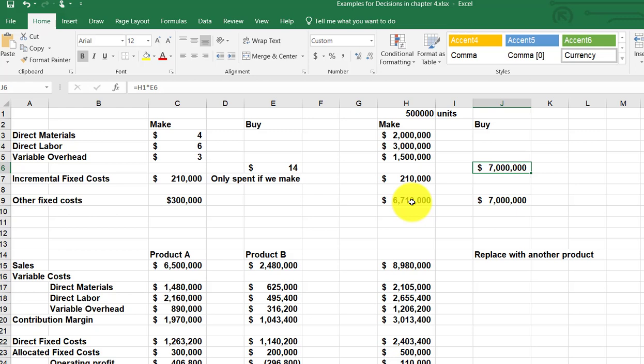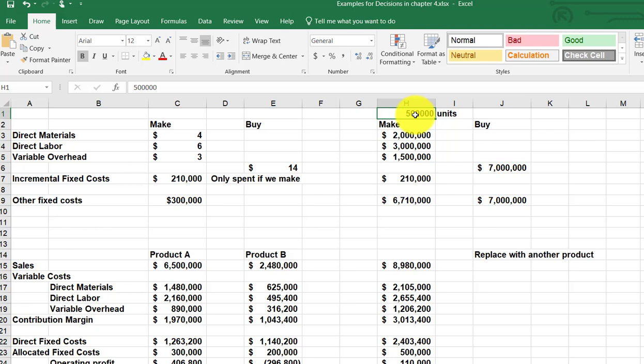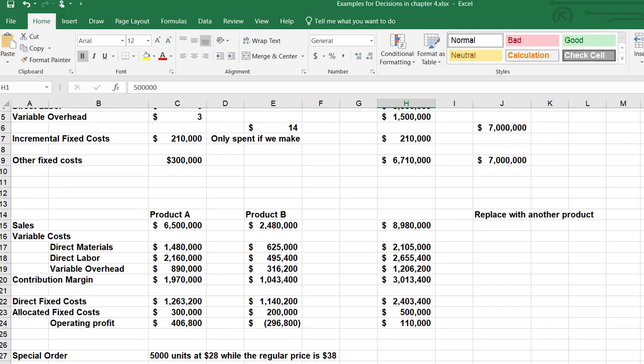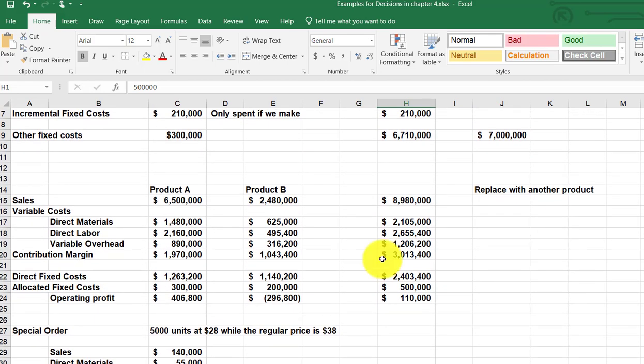So we could do different scenarios. We could look at the different costs and see if it still makes sense. We could even do a different number of units to see what if our volume is lower? Would we still save enough to justify making it or buying it, whichever is lower? All right, so that's how you might think through a make versus buy scenario.